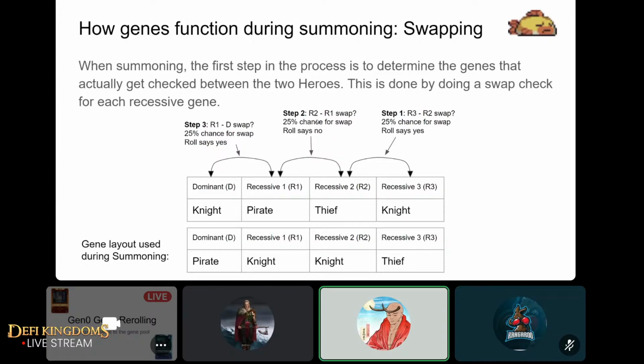So these two swap. Then the next step is to check if R2 and R1 swap, and it's again a 25% chance. In that case, it was no, so that didn't happen. And then lastly, do R1 and the dominant gene swap? In this case, yes, they did swap. So the genes actually being provided for the new hero are the dominant gene pirate, then knight, knight, thief. This is what goes in as an input to generating the new hero for this one hero. The swapping doesn't actually swap these genes on the hero that's summoning, it just changes what the input is. That's the first step in the summoning process.